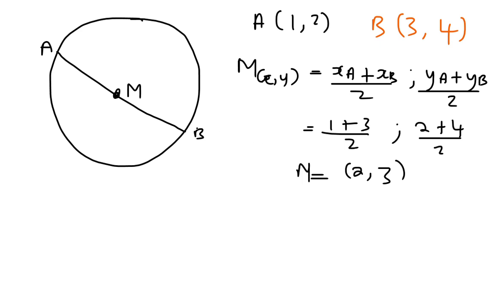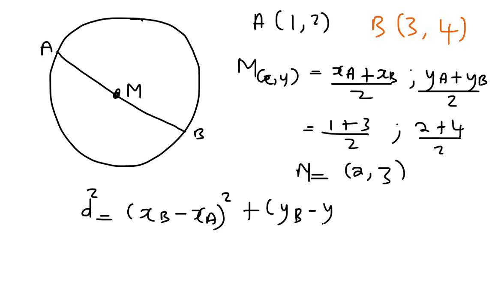Okay, so now let's find the radius. For us to find the radius, we know that the radius is equal to half of the diameter. So let's find the diameter first. For the diameter, we're going to use the distance formula. It says that d squared is going to be equal to (xb minus xa) squared plus (yb minus ya) squared.